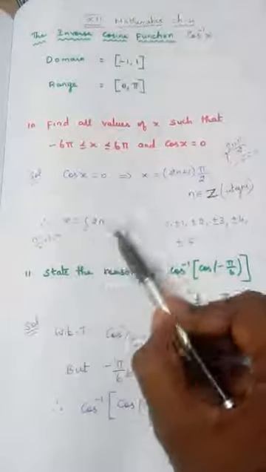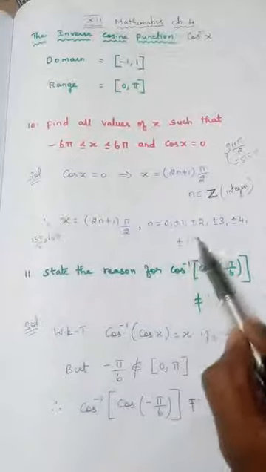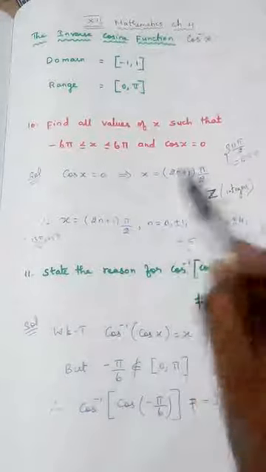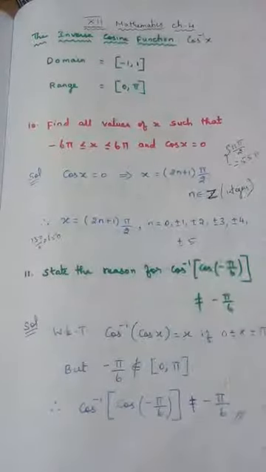So the answer is this, but the value of n should be only these values. We cannot go beyond this, because if we go beyond this, the x value will go out of this limit. So the answer is this, and for n we should stop at plus or minus 5.